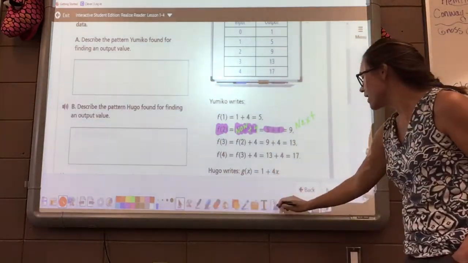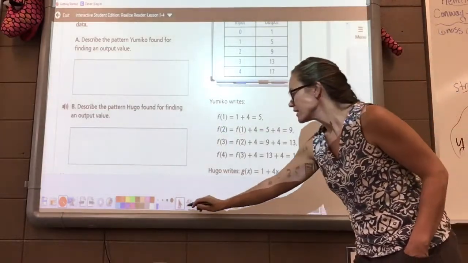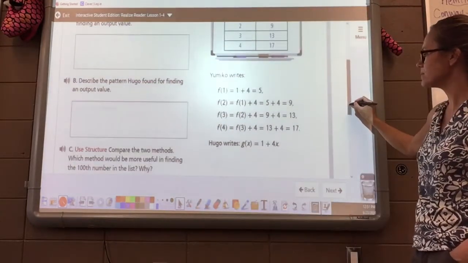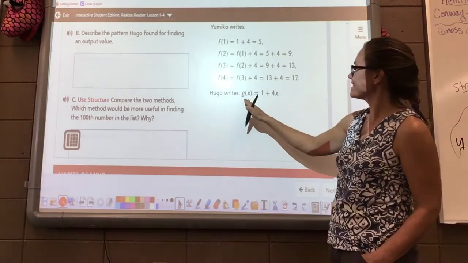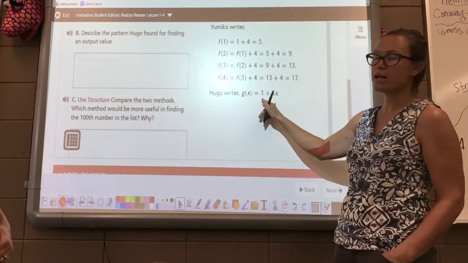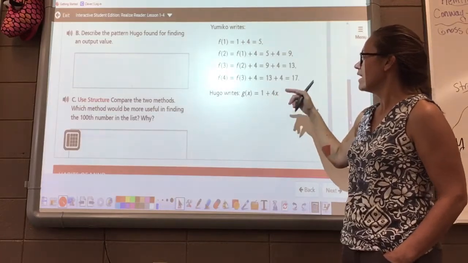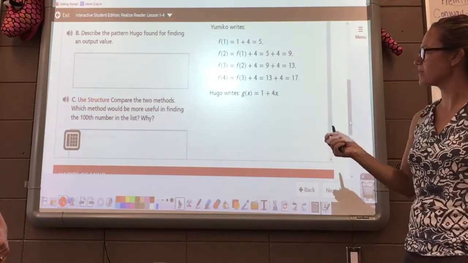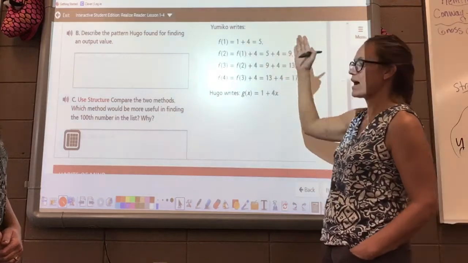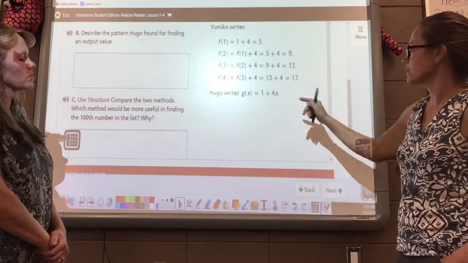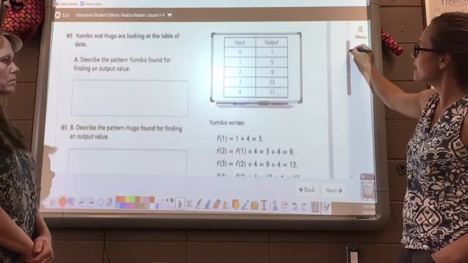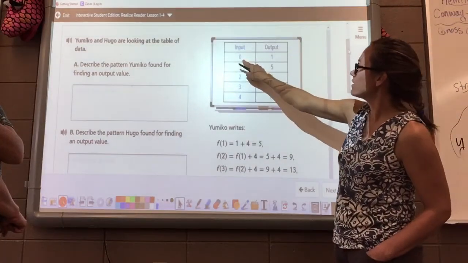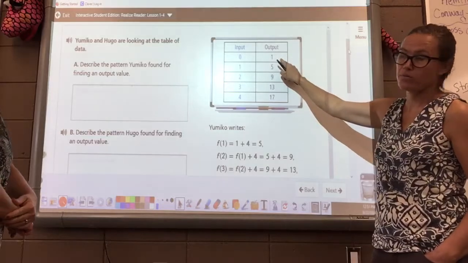When we go on to part B, we're looking at the next student, who happens to be Hugo. He also writes this using function notation, but instead he writes 1 plus 4x. He's thinking about this in a more direct manner, not thinking about the previous term and adding 4 each time. He's considering the rate of change. Looking back up at this table, we see at 0, the output was 1.